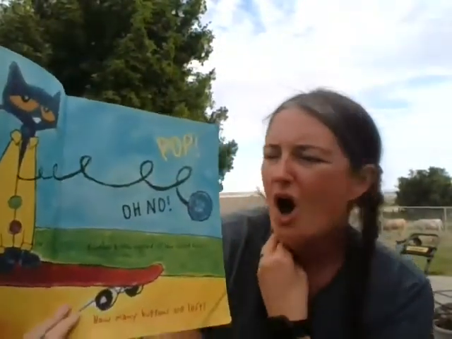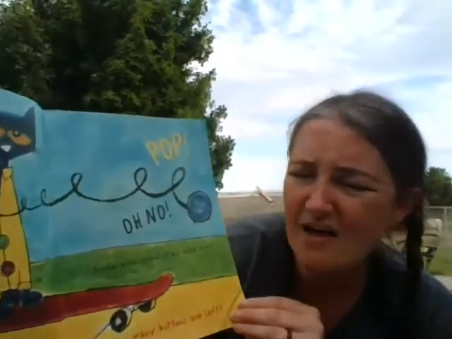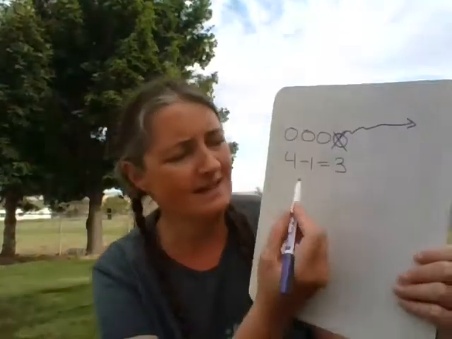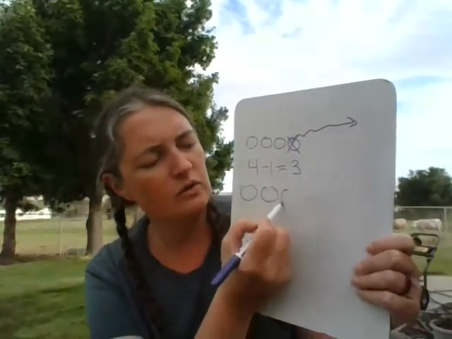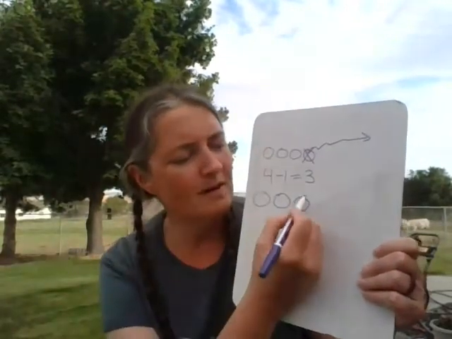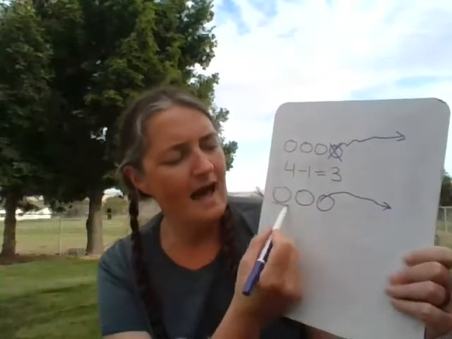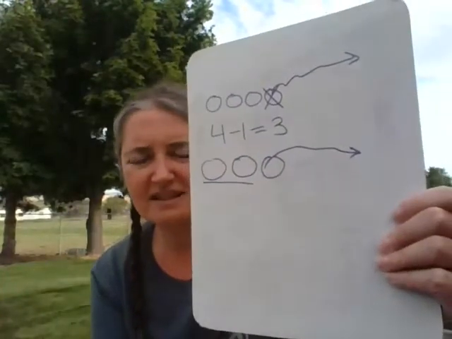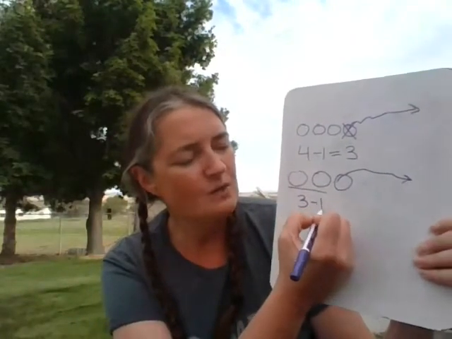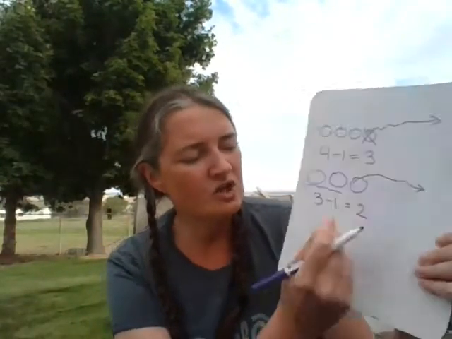Pop! Oh no! Another button popped off his shirt and rolled away. How many buttons are left? All right, let's draw our picture. He had 3 this time. 1, 2, 3. Did we add some? Nope, it went away. So I'm going to make 1 button go away. How many are left? You're right, 2. We can write 3 minus 1 equals 2.